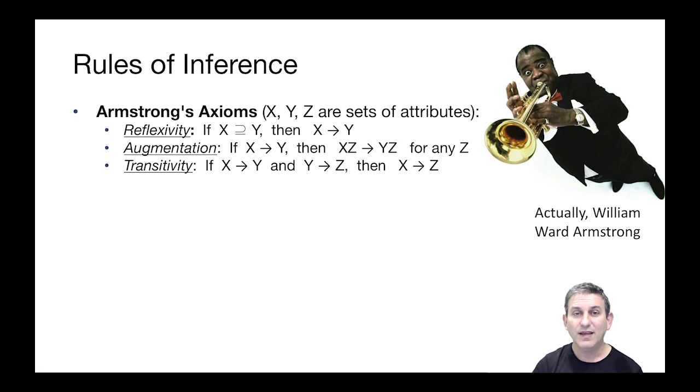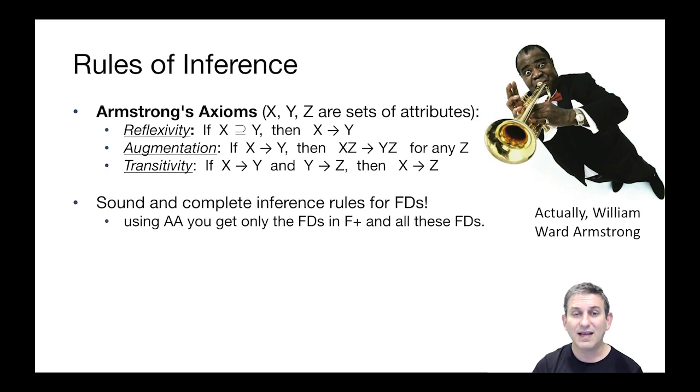Augmentation is the second rule. If X determines Y, then XZ determines YZ for any Z. And then finally, transitivity. If X determines Y and Y determines Z, then X determines Z. So it can be shown that these are correct. These are sound rules. It can also be shown that they're complete, that all of the functional dependencies that can be derived from F can be derived through application of Armstrong's axioms. So this is a sound and complete set of inference rules for functional dependencies, which is a really nice, simple basis for reasoning about these things.